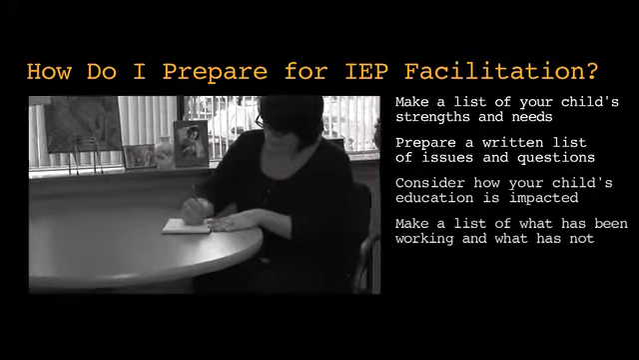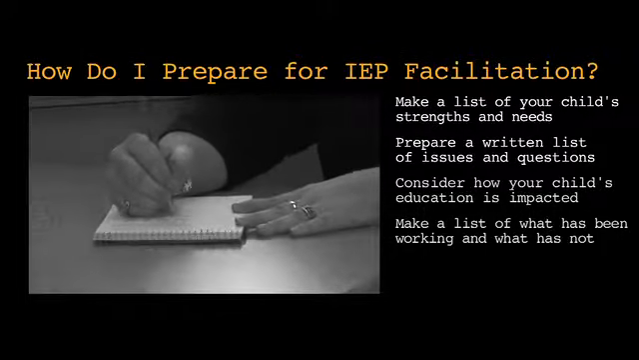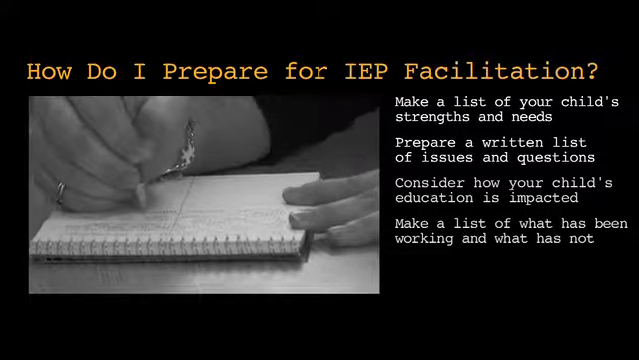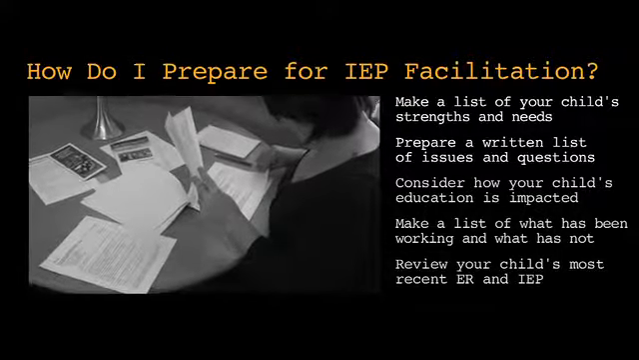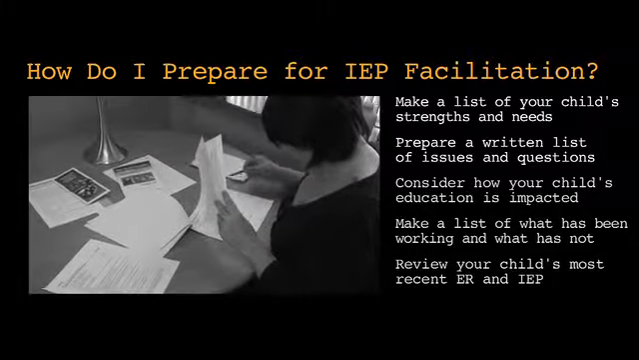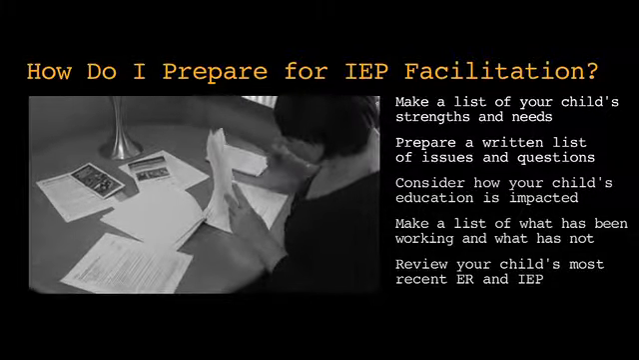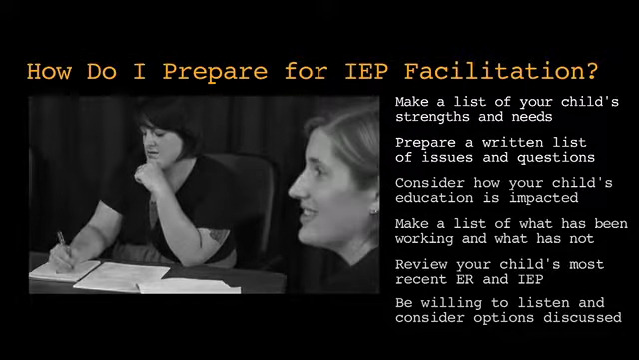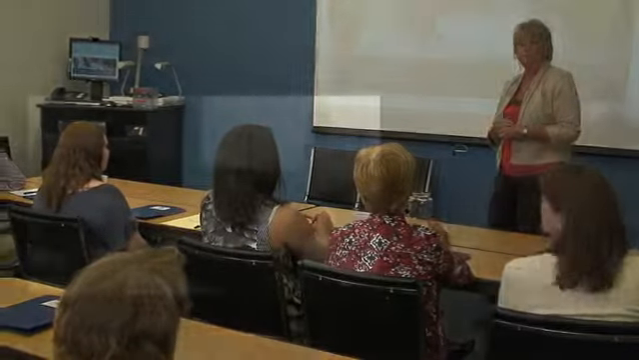Think about whether your child has been making progress with his or her current program. Make a list of what is working and what is not. Make sure that the most recent evaluation report and IEP reflect an accurate and complete picture of your child. And be willing to listen carefully and consider possible solutions and options discussed at the meeting. There are resources available to parents to assist in preparing for IEP meetings.